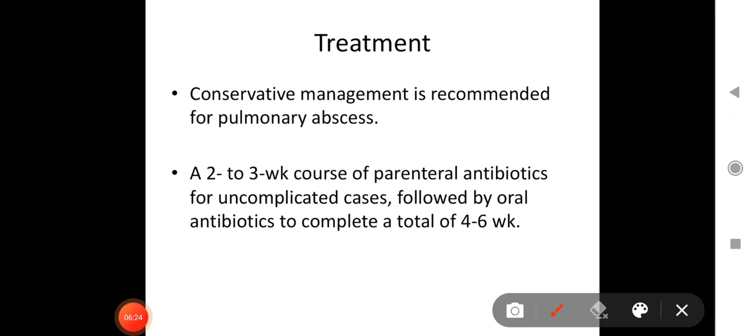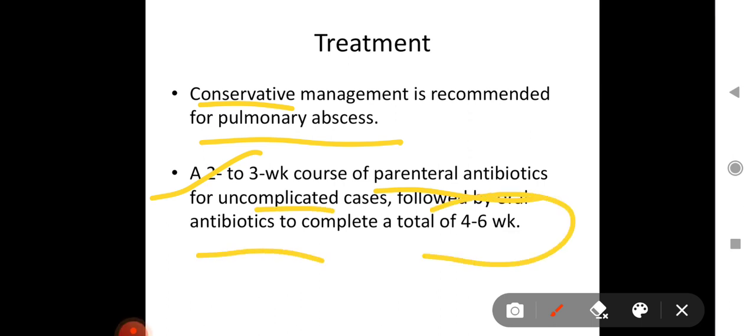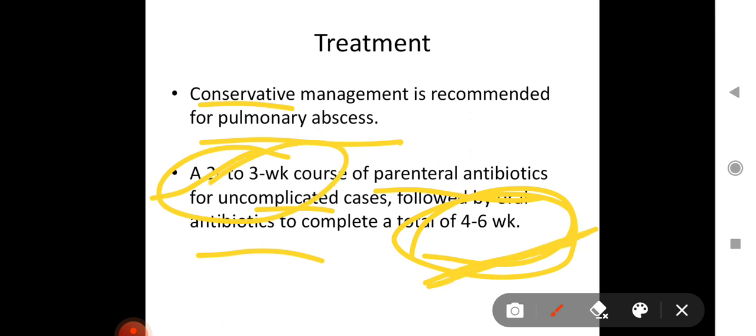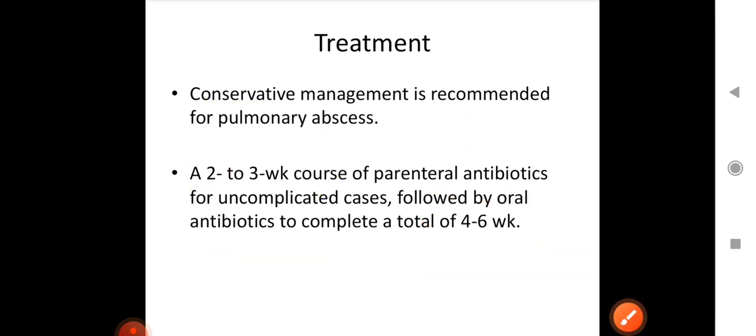Now, what is the treatment of lung abscess? Conservative management is recommended for pulmonary abscess. A 2 to 3 week course of parenteral antibiotics for uncomplicated cases, followed by oral antibiotics to complete a total of 4 to 6 weeks. So for 2 to 3 weeks, you have to give parenteral, and then 4 to 6 weeks total with oral antibiotic.